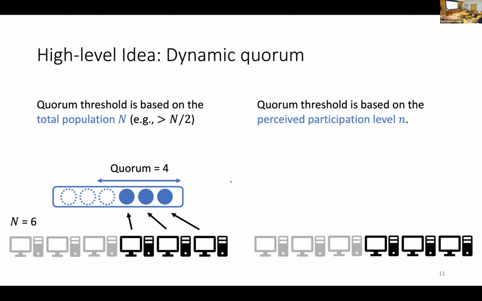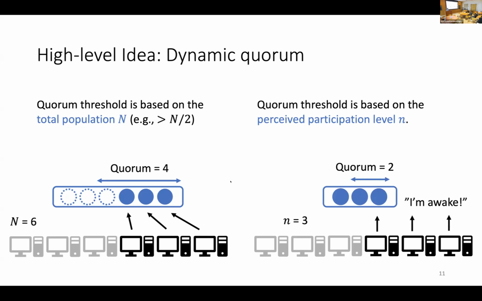So basically, we'll ask everybody to announce they're there. Then I'll count how many announcements I got. That will be my perceived participation level, call it small n, and then we'll set the quorum threshold to half of that. So in this case, if 3 of them are participating, they all send I am awake messages, then everybody will perceive a participation level of 3, and then the quorum size would be 2.